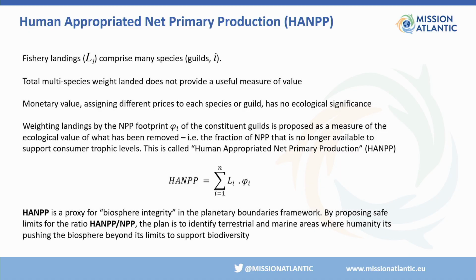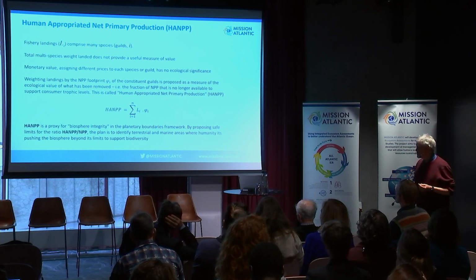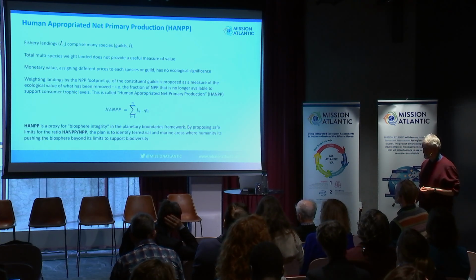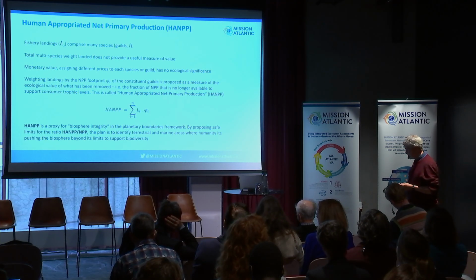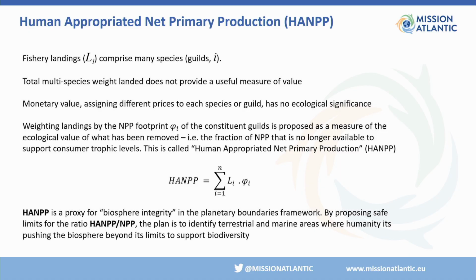So it's a proxy in the planetary boundaries framework for biosphere integrity. And by proposing safe limits for the ratio of human appropriated net primary production to primary production, the plan is to identify terrestrial and marine areas where humanity is pushing the biosphere beyond its limits to support biodiversity. So we think this is a useful metric to pull out of our models.